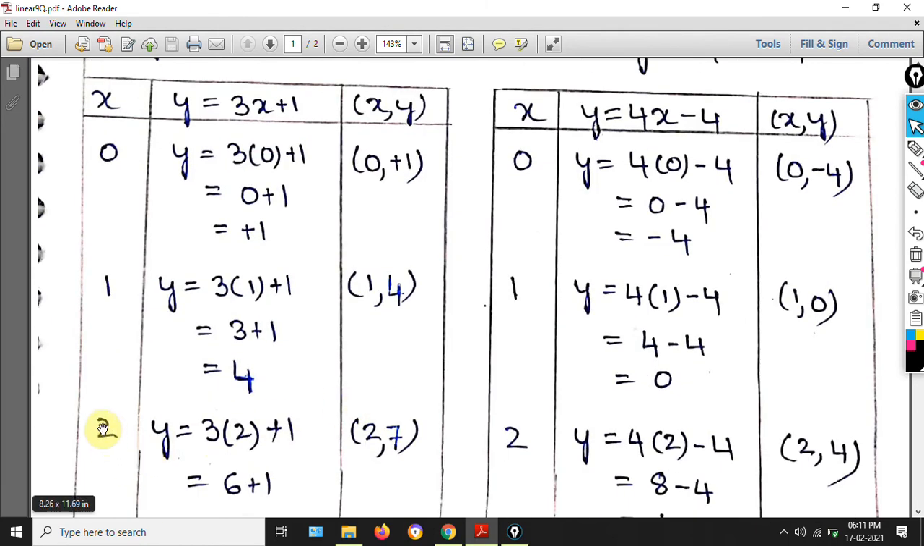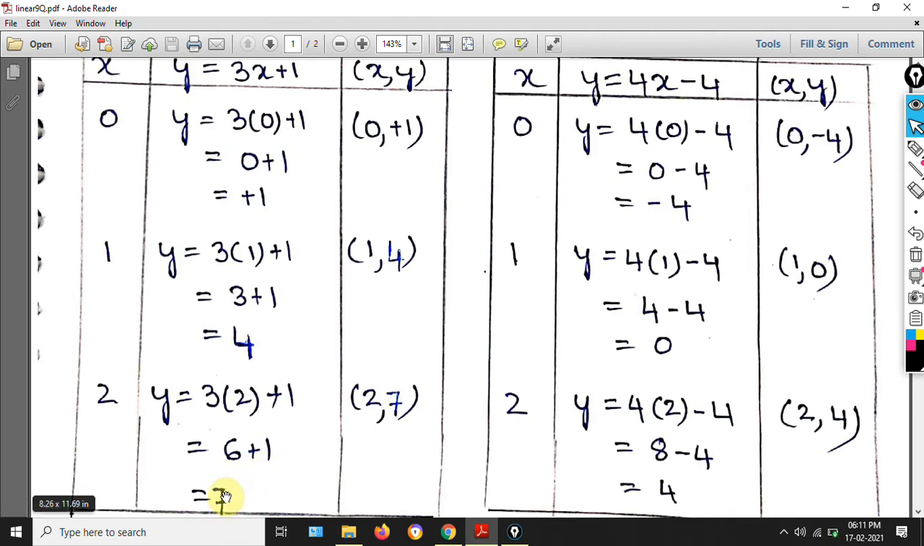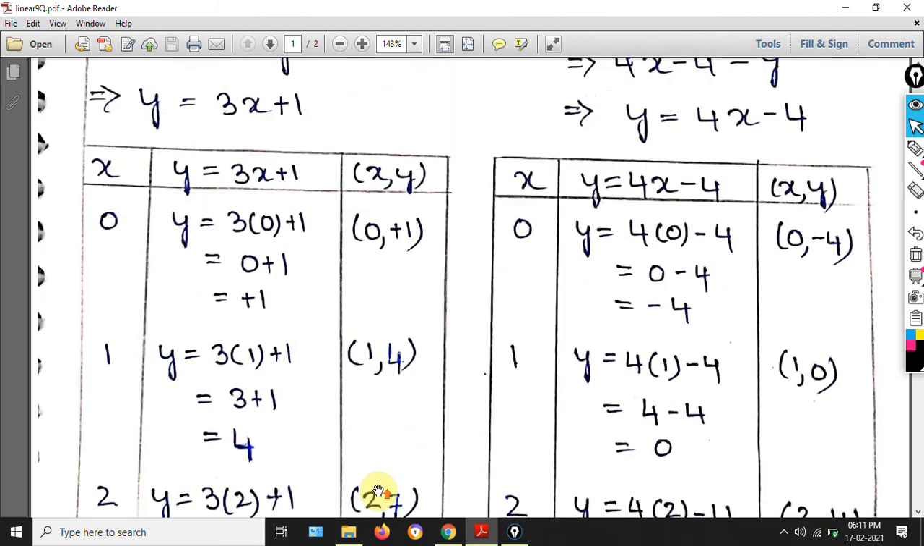Now I am taking the x value as 2. So here we are substituting the x value as 2. So y equals 3 into x. In place of x we are writing 2, 3 into 2. Next plus 1 is there. 3 twos are 6, next plus 1 will come. 6 plus 1 is 7. Now here x value is how much? 2. So 2 comma, how much is the y value? 7. So 2 comma 7. We have got the table for this equation.